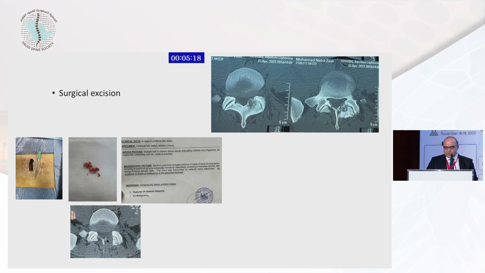And this is the post-operative CT, and this is the lesion, I got it, and this is the result of the pathology, which proved it is an osteoid osteoma, and the patient post-operatively is highly satisfied.